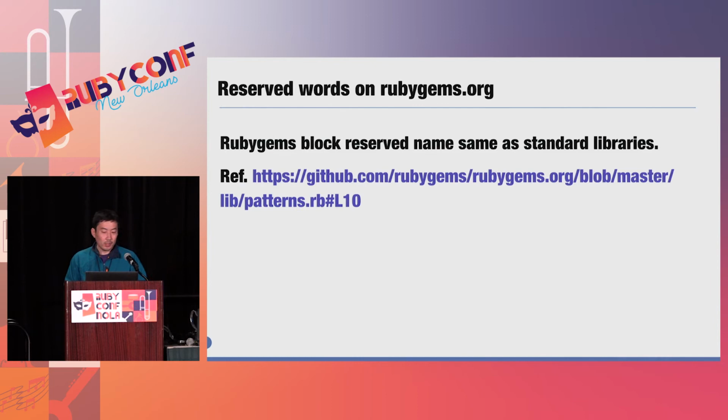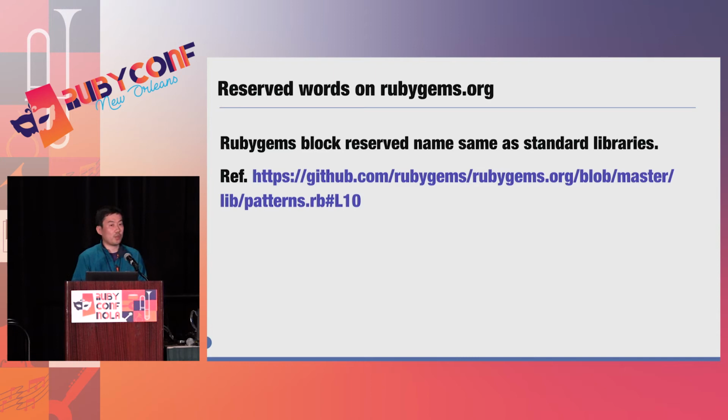There are hard things in advancing the gemification project with RubyGems. Some names of standard libraries were reserved on rubygems.org. For example, if you create a stringio gem and try to push it to rubygems.org, you cannot push it. rubygems.org has a reserved word list of the same names as the standard libraries. You can check these lists in the rubygems.org repository, in lib/patterns.rb. There was a significant problem here in the spring of this year, because this reserved word blacklist started after the initial release of rubygems.org.